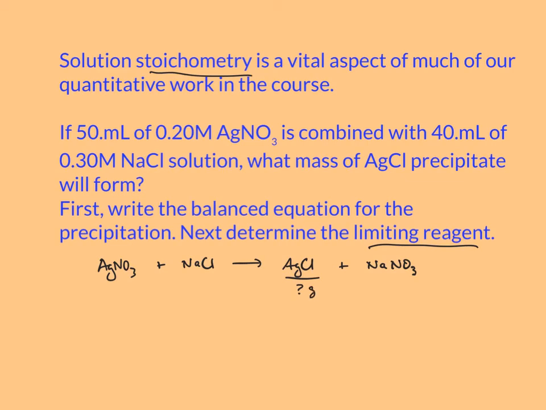Because I have amounts of both the silver nitrate and the sodium chloride, we have to find the limiting reagent. How do I find the moles of silver nitrate? Moles of silver nitrate is equal to the molarity, 0.20 molar, times the volume, 0.050 liters. And so my moles is 0.01 mole of silver nitrate.